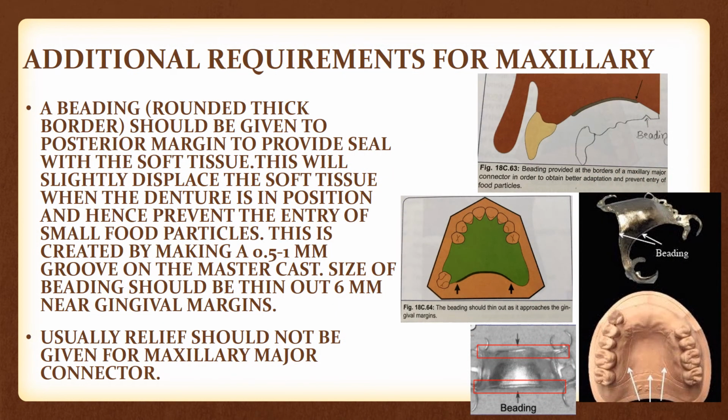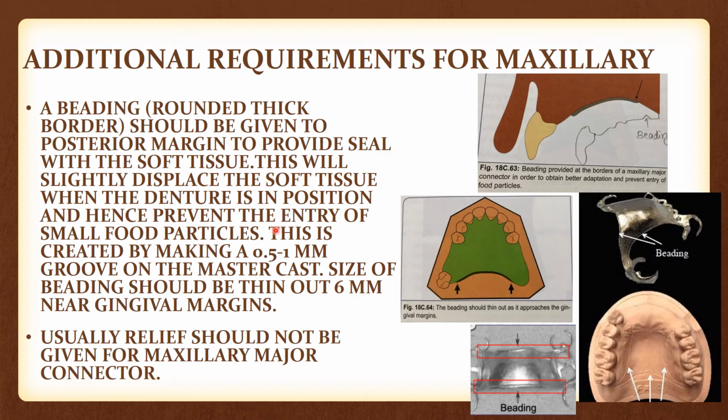There are additional requirements which are particular for maxillary and mandibular. The first additional requirement for maxillary is beading. Beading is nothing but scribing of a shallow groove. So beading is a rounded thick border. It should be given to the posterior margin of your maxillary major connector to provide seal with the soft tissue. So this is like here. So you make a groove on the master cast. So it's like over here.